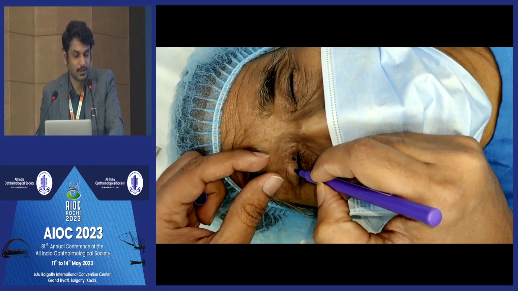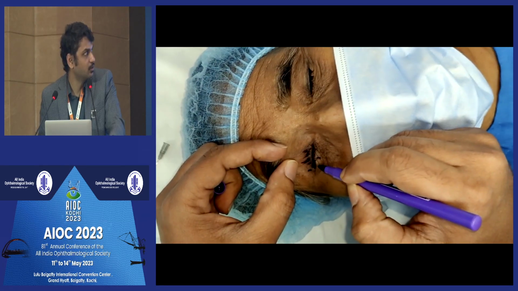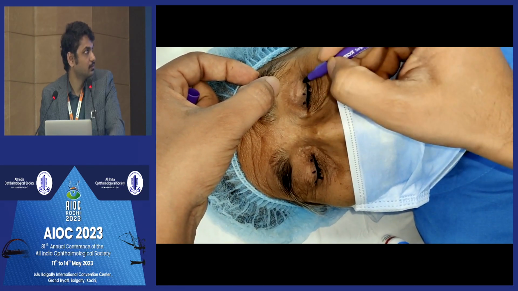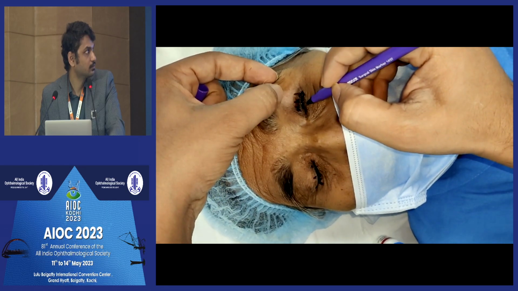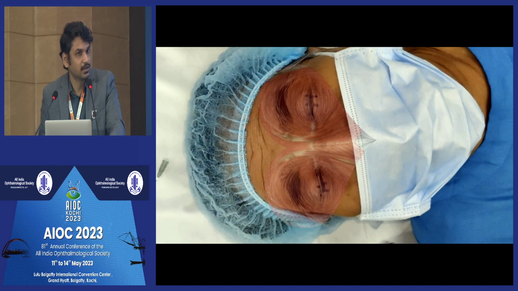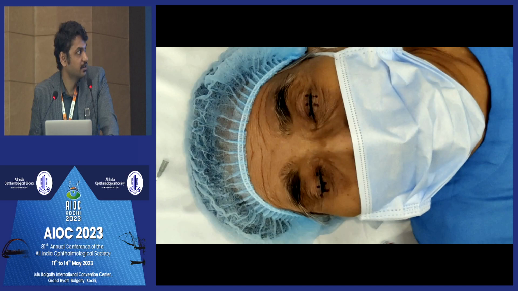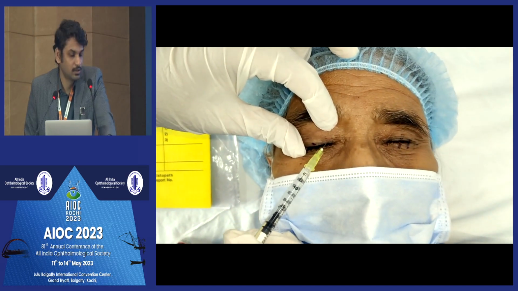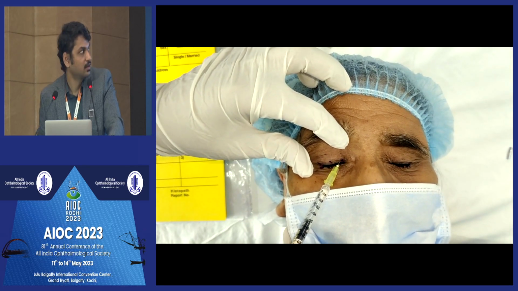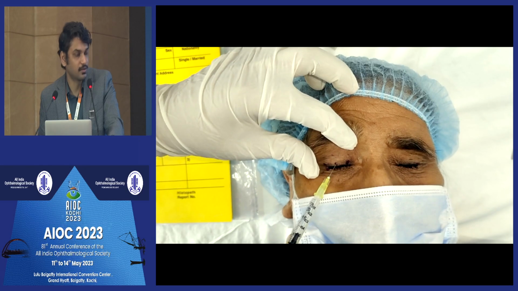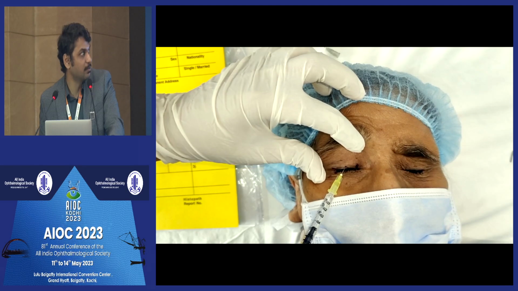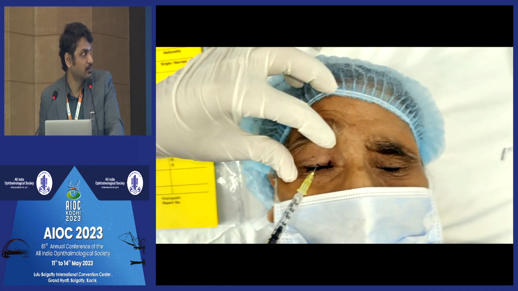So first we marked 3 points superiorly and 2 points inferiorly. Basically we are targeting the orbicularis part. You should not go up to the level of the preseptal part, as there is a risk of diffusion into the LPS and there is a risk of ptosis. You should just raise a small bleb and inject. That's enough.